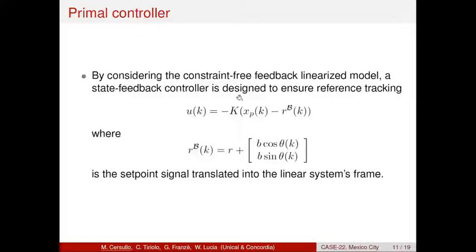By considering the constrained feedback linearized model, we can design a state feedback controller to ensure the reference tracking. Here, RB represents the setpoint signal that is translated into the linear system frame.